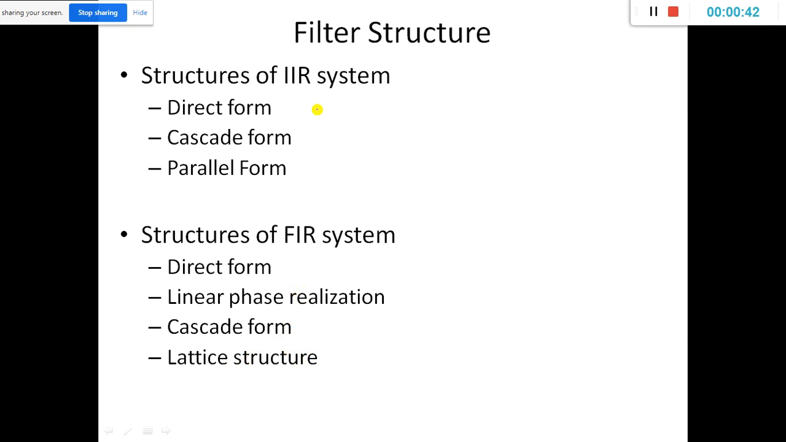When we compare IIR and FIR, only linear phase and lattice structure make a little difference. Rest of the two, that is direct form and cascade, and here also direct form and cascade, the technique remains the same in order to realize the filter structures.